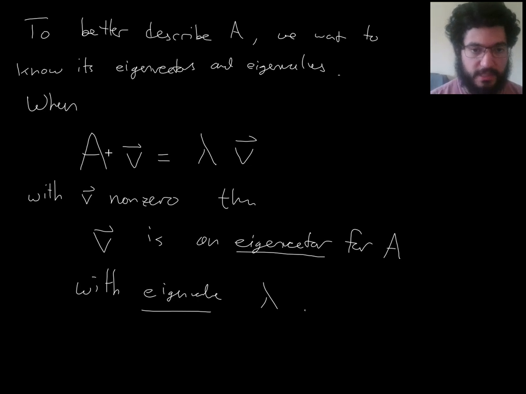Another thing to notice is that eigenvectors really are just directions. We only care about the direction the vector is pointing in. It doesn't really matter how you scale that vector.